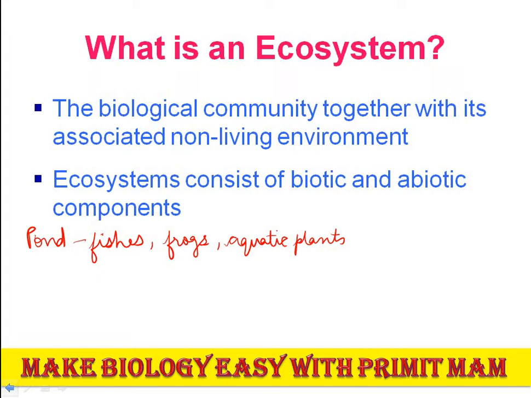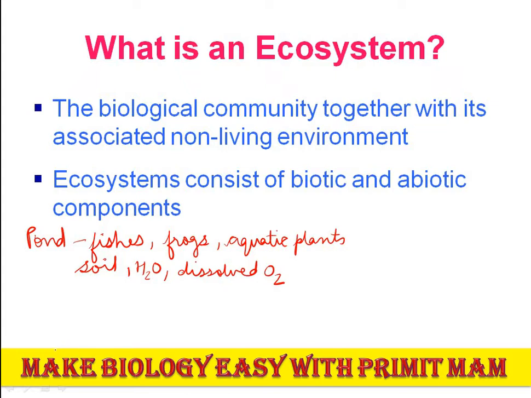At the same time, there are a lot of non-living components present inside the pond. Example, soil, water, dissolved oxygen. So pond itself is self-sufficient. It has both the living organisms and the non-living components, and these components are constantly interacting with each other.